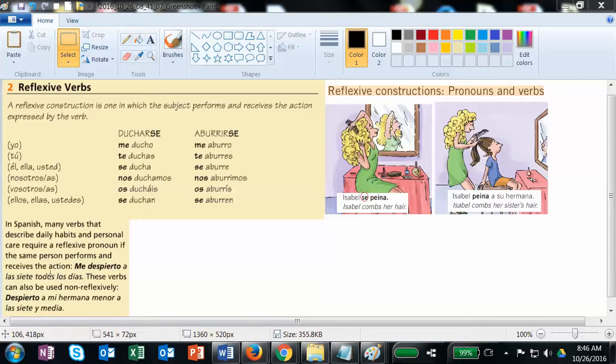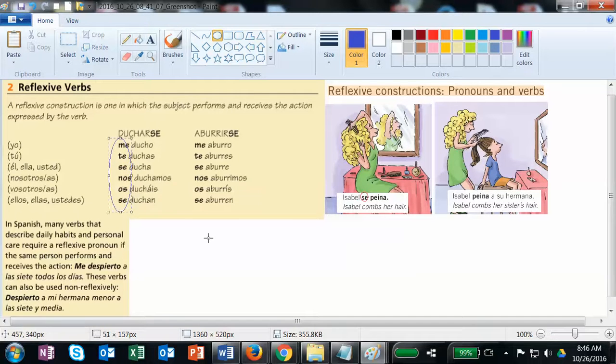Let's see, if the same person performs and receives the action, which is what I was talking about, if the subject, the person who's doing the combing, is the same as the person whose hair is being combed, it requires a reflexive pronoun. These are your reflexive pronouns right here, and they go in front of conjugated verbs or attached to infinitives.